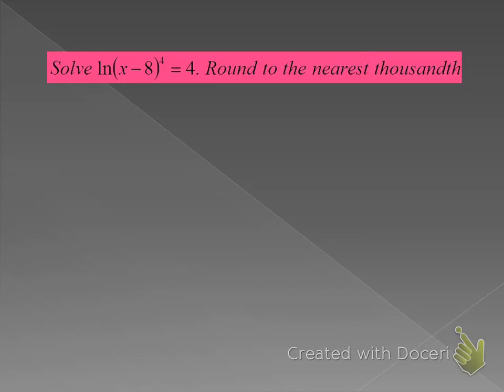Natural log's isolated already, so you already take it to the e power. So e to the ln of the quantity x minus 8 to the 4th equals e to the 4th. This e cancels this ln, so the x minus 8 to the 4th comes back down.